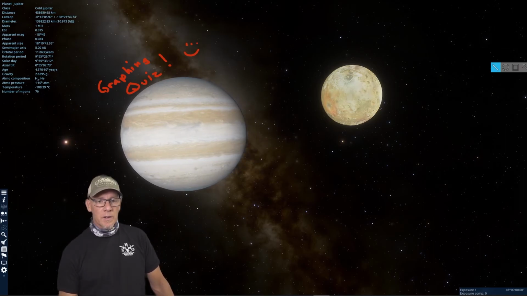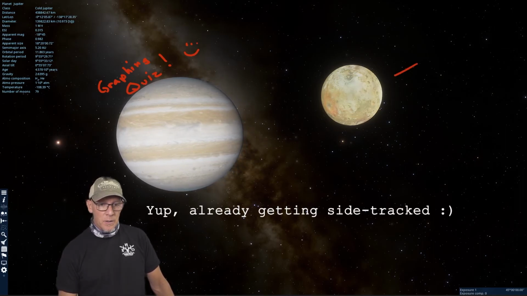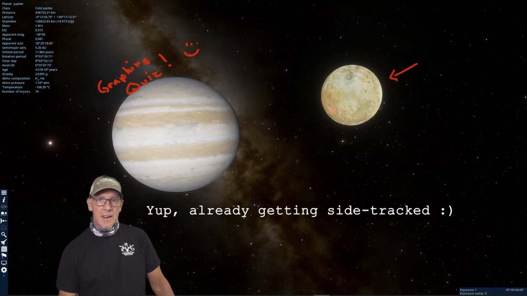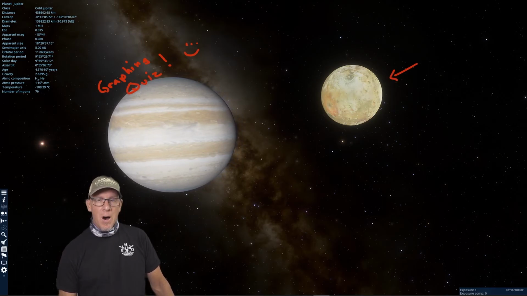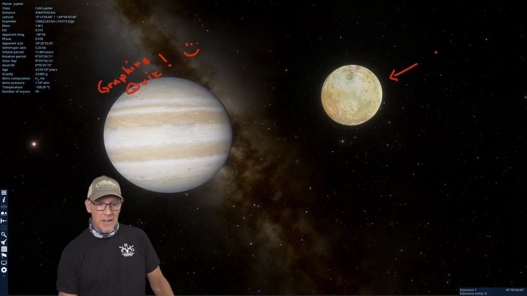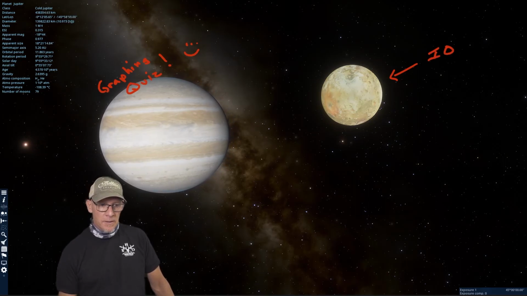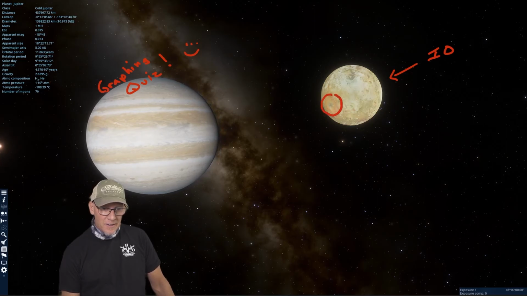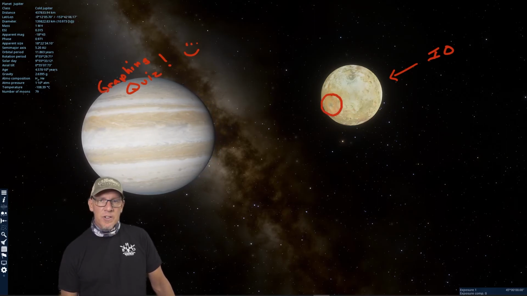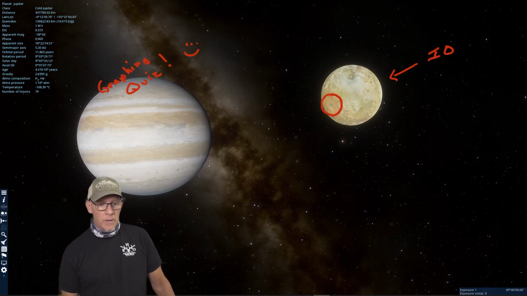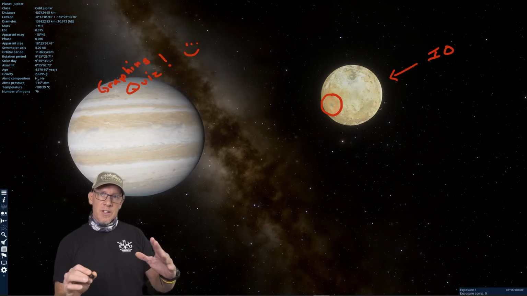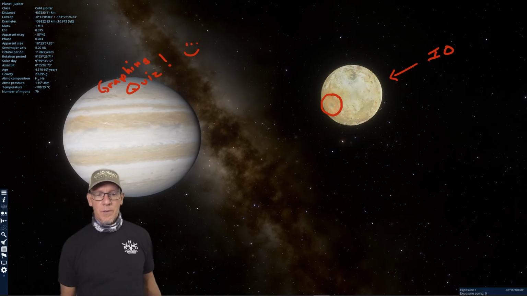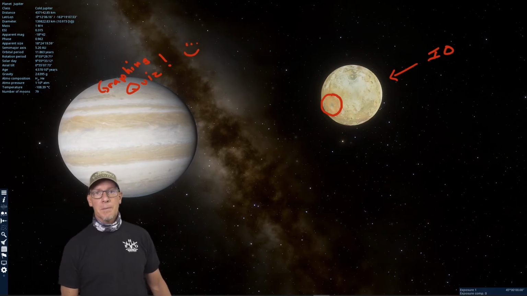By the way, if you're wondering what's in the background, up here we have the most volcanically active body in the solar system. This is Io. Obviously, it's a moon of Jupiter. And this right here, it's kind of hard to see, that is the largest active volcano that we know of. If you take a side view of it, you can see the volcano erupting from space. Okay, back to the quiz.